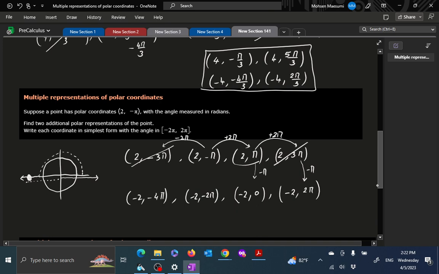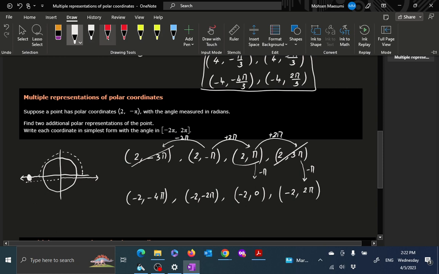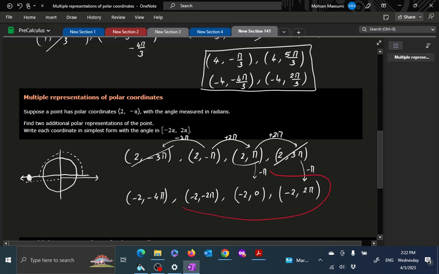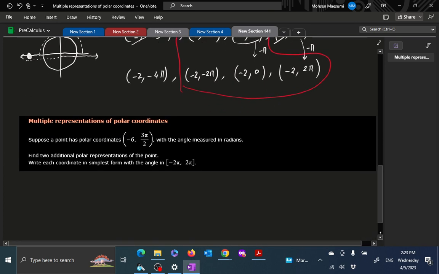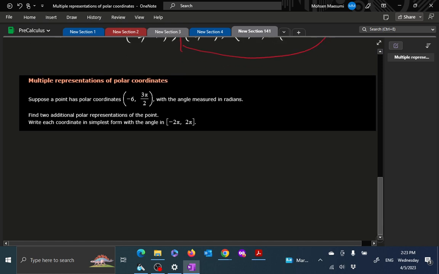In this case, we have 5 answers allowed to us because these endpoints, both of them are acceptable. It's typically one of them is excluded, but now here both of them are acceptable. So the answers that are going to be listed for us are these. Okay, so we chose them so that our angle neither exceeds 2 pi nor falls below minus 2 pi, and these are the 5 choices that we have. One more example that should bring it home.